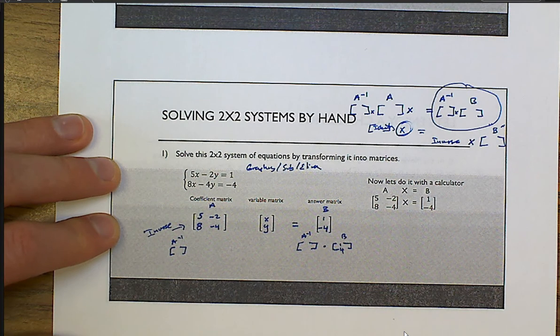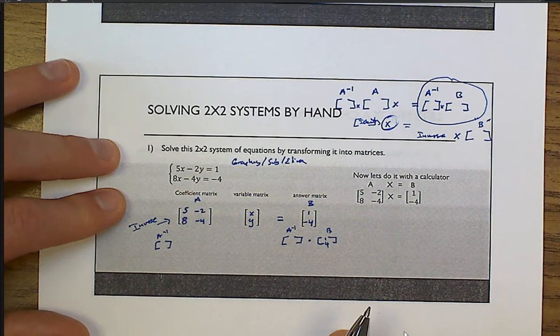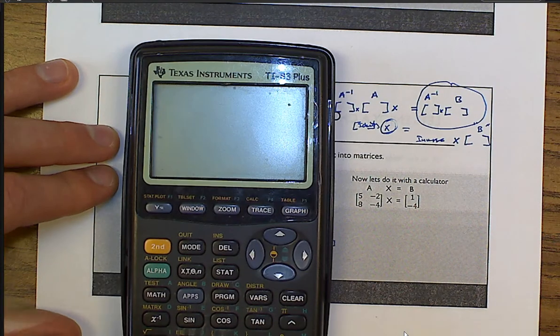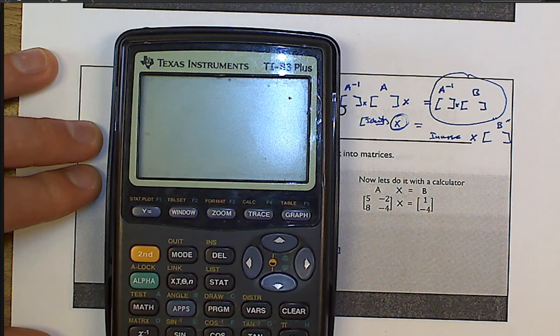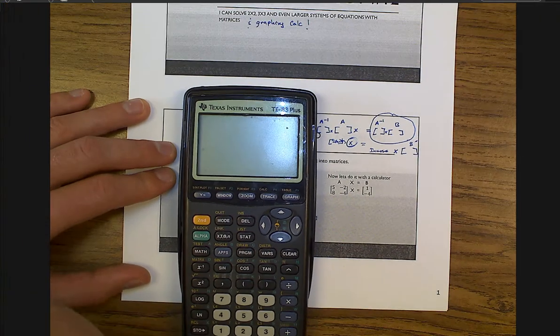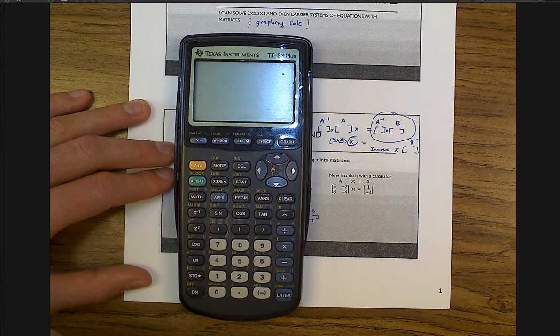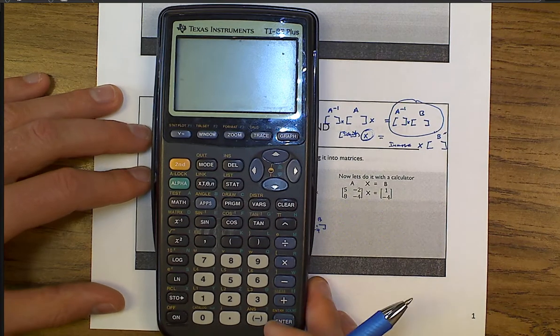So instead of doing all that by hand, let's do it in our calculator, and I'm going to show you how this is done. I may have to zoom out a little bit so you can see the buttons on my calculator. Maybe I'll zoom in just a touch. Okay, perfect. Here's how this works.